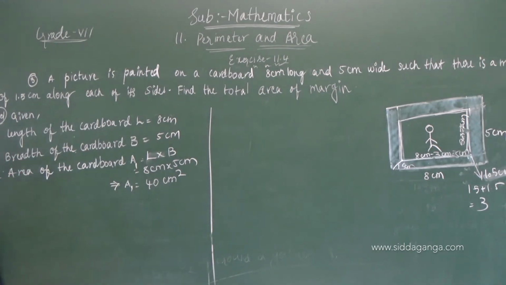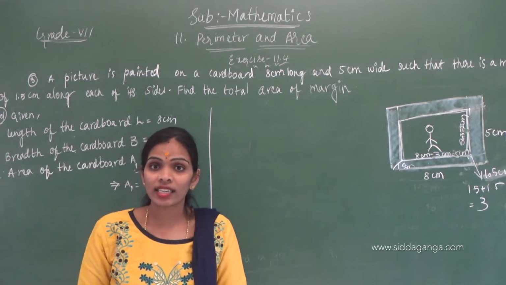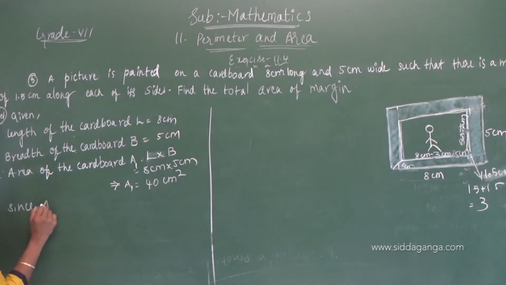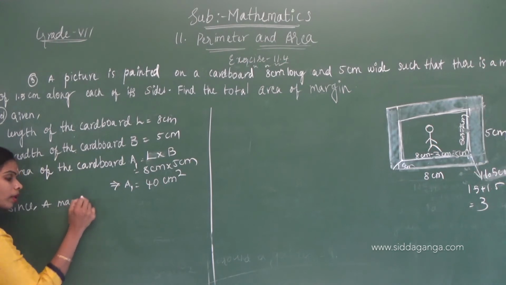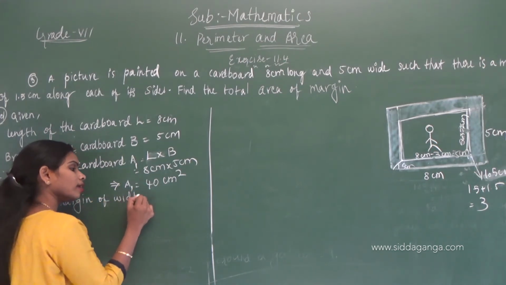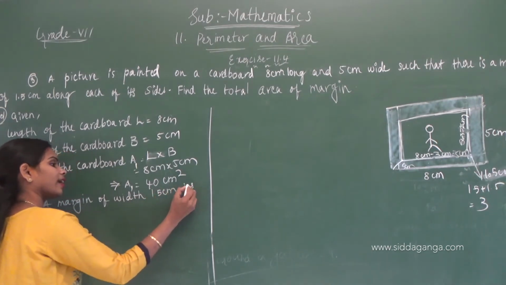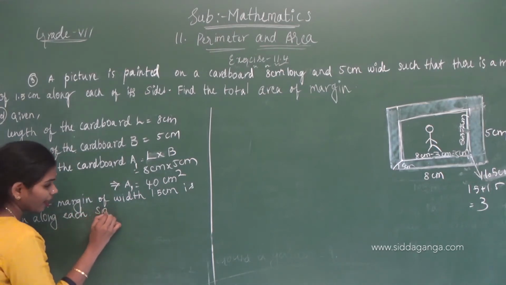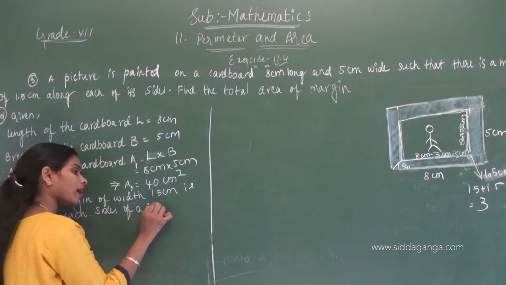And then since a margin is constructed, since a margin of width 1.5 centimeters is taken along each side of the rectangular cardboard.